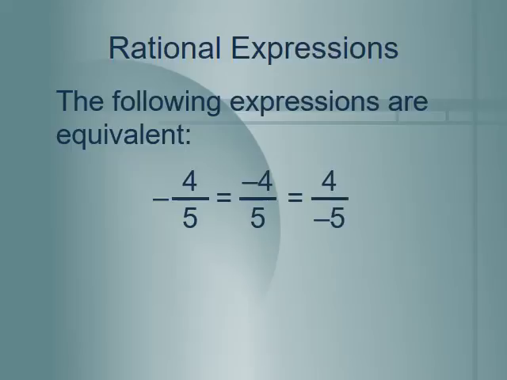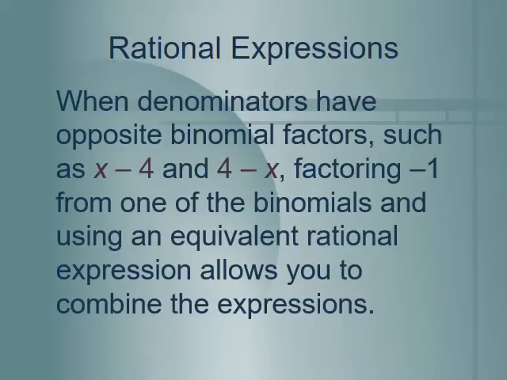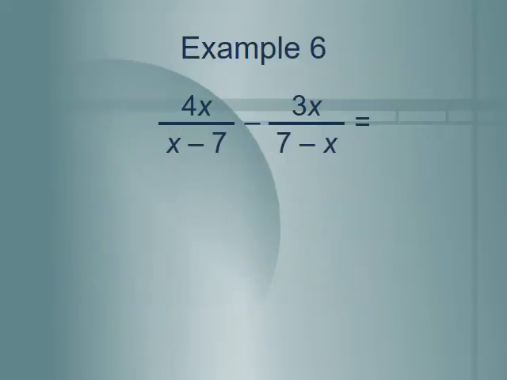Okay, so now notice whether you have your negative sign in front of the whole rational expression or only on the numerator or only on the denominator, it all means the same thing. And if our denominators are x minus 4 and 4 minus x, we can factor -1 from one of them and switch it around so that it means the same thing. So let's do an example here where we need to do that.